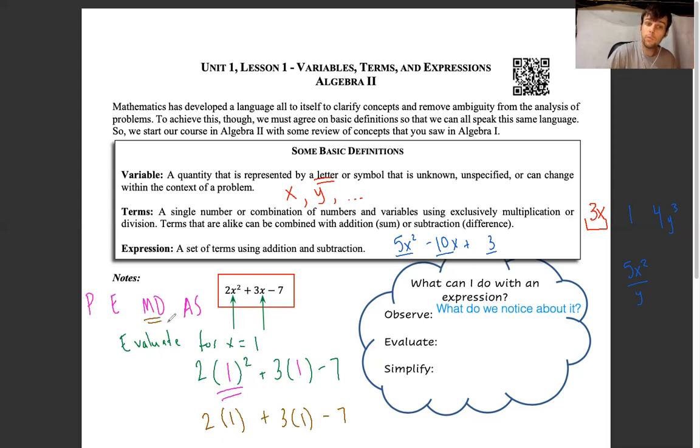The next thing is any multiplication or division that we see. And here we have multiplication. Anytime we have a number in parentheses next to each other, that's, again, another way for us to represent multiplication. So we need to multiply these things.